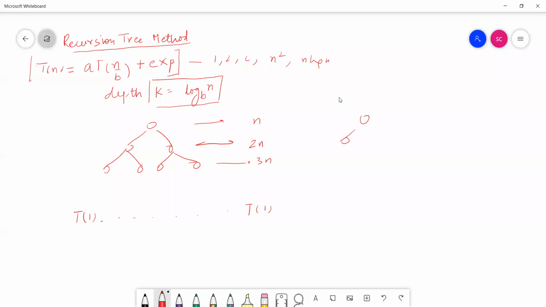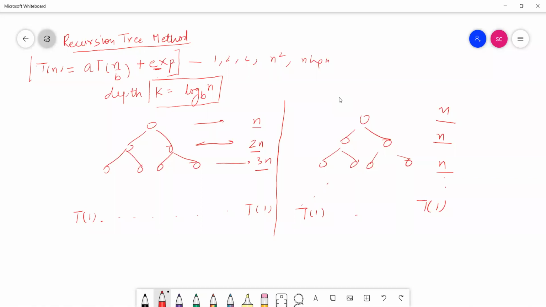The other variation is, here the amount of work done is n, here also n, here also n, and so on. So one variation says that the amount of work done at every level is different. And the other type of question says that the amount of work done at every level is the same. It depends upon the expression and the recurrence relation that is given to you. Is this clear? So there are two types of problems that we are going to solve here.